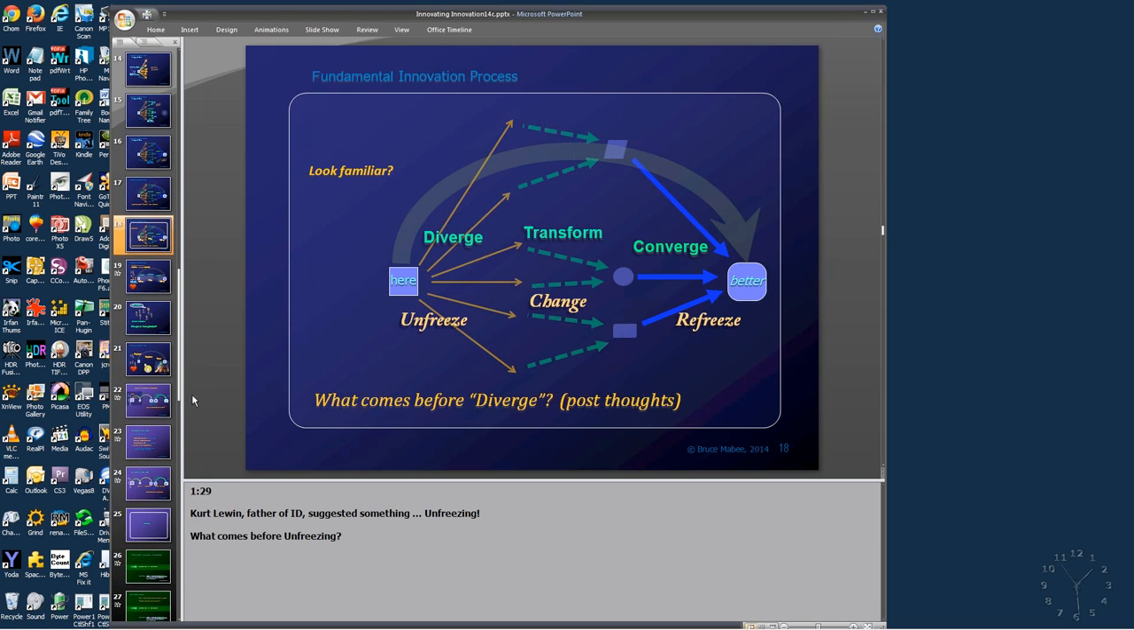You might see something familiar here. Unfreeze, change, refreeze. Kurt Lewin came up with that a long time ago. The idea, before anybody is going to be getting out of the box, we need to unfreeze. We need to get unstuck from wherever we are stuck mentally, physically, emotionally, and I think that becomes one of the first major contributions of the organization development world and change to the design world, because we do this well. So, what comes before unfreeze?